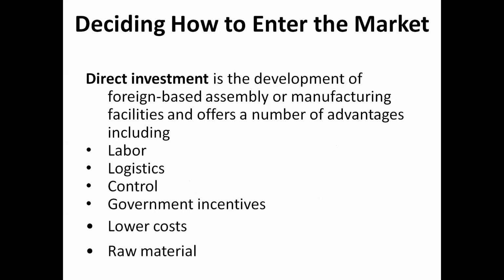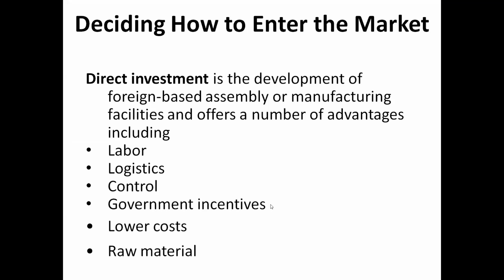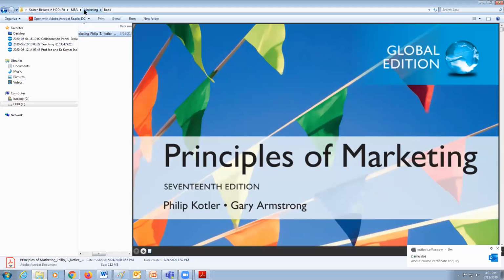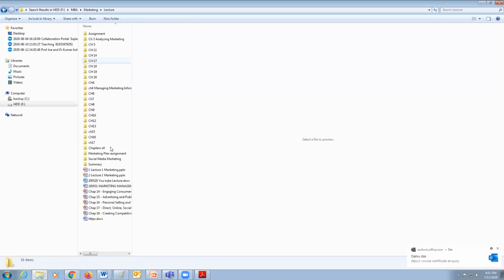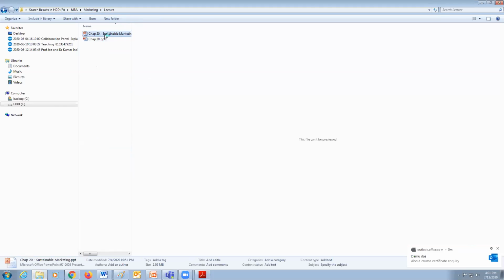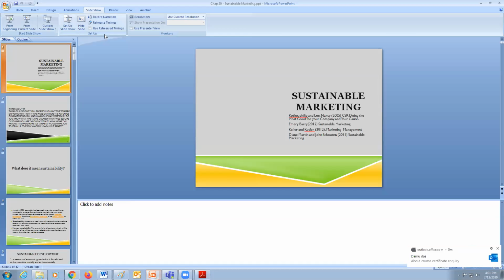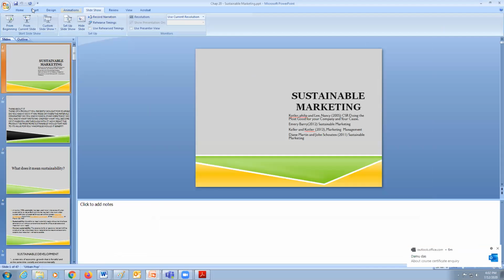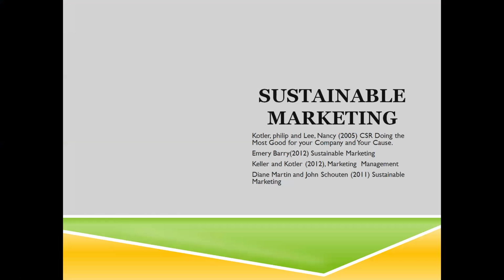Direct investment, labor, logistics, control, lower cost. So these are your chapter 19 you will have, and the last I will take you to chapter 20. Chapter 20, what we call sustainable marketing.